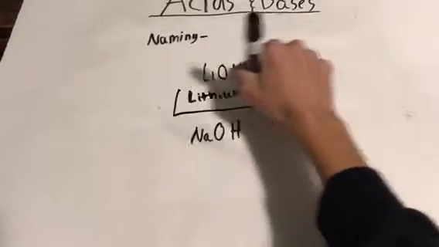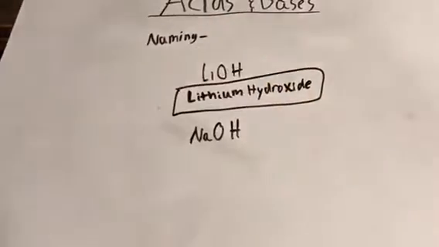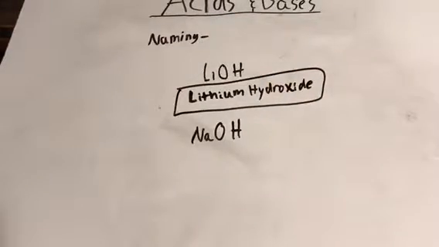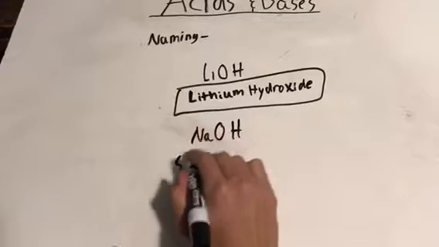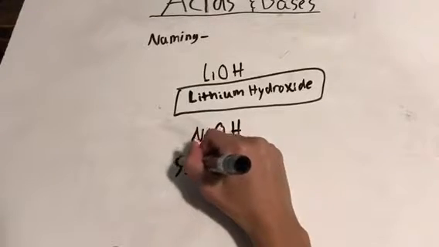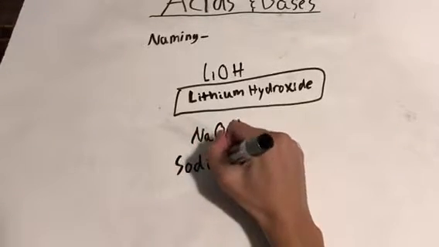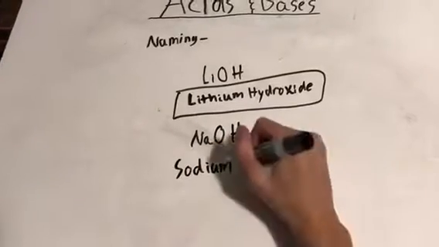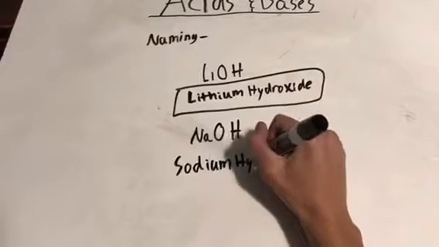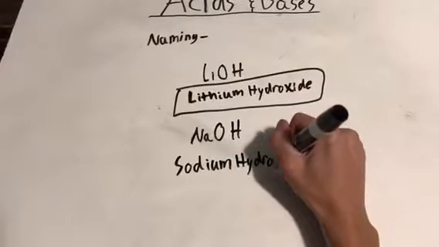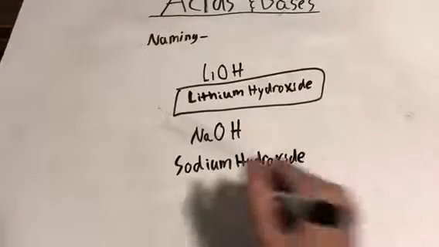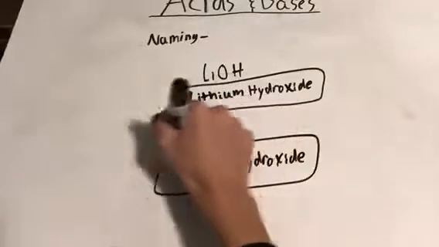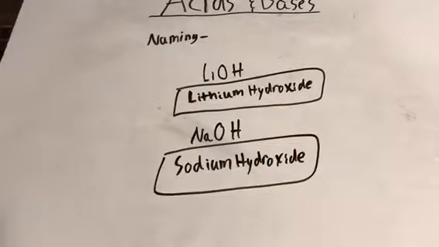And there you go. That's all there is to it. It's really simple to remember how to name bases. One more example just to make sure you understand it. Remember, you write sodium first because that is the cation. And then OH, which is hydroxide. And there you go. That is the name of NaOH, sodium hydroxide.